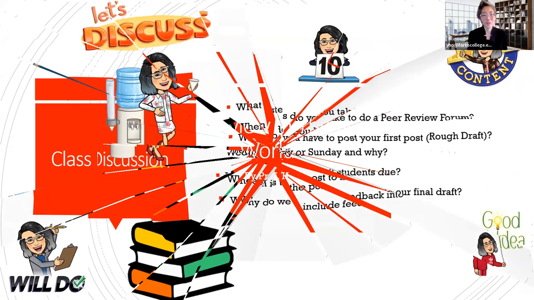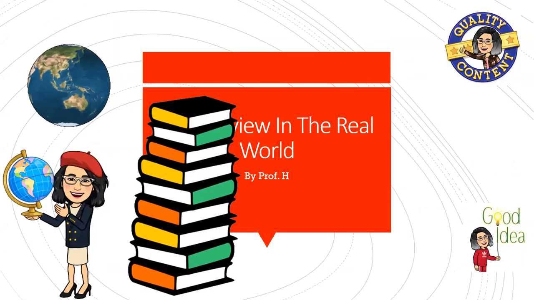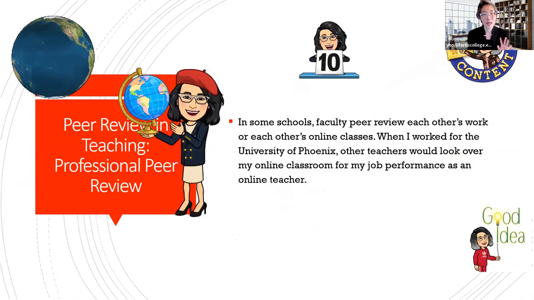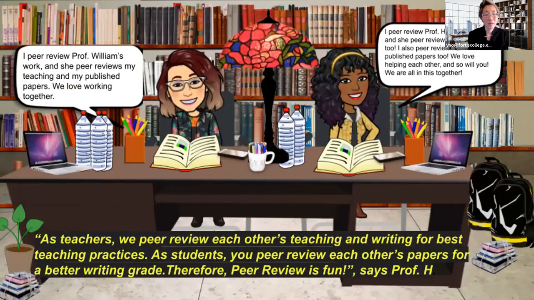Okay, so here you have peer review in the real world. I'm going to go through this very fast. Peer review is when I write a paper for a professional journal, and I've actually done that, and then other people will peer review my paper to see if it's good enough for their journal. If my paper is not good enough, I get rejected. So that's professional peer review. And if you get published in a journal, that means you have been peer reviewed by other teachers and deemed worthy of somebody's peer review.